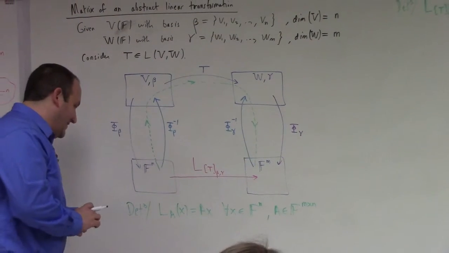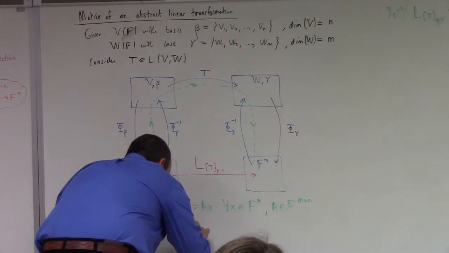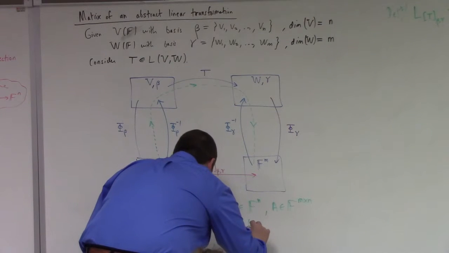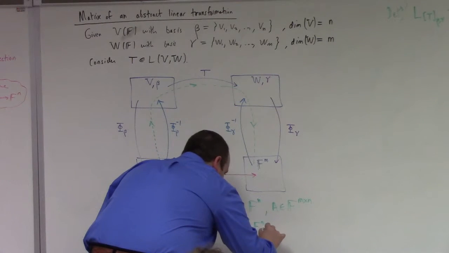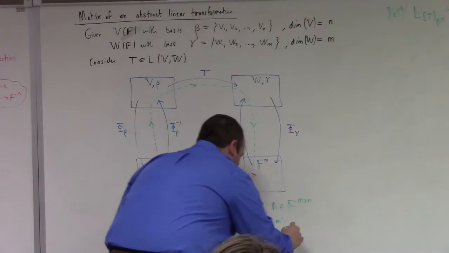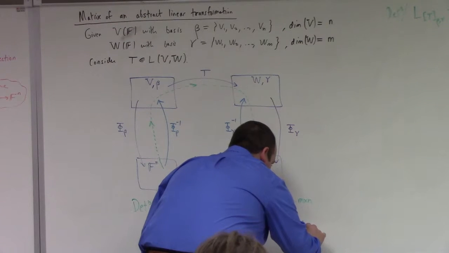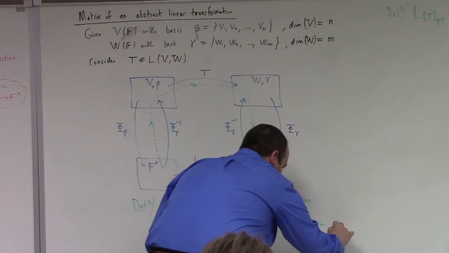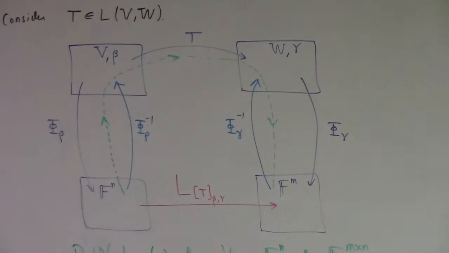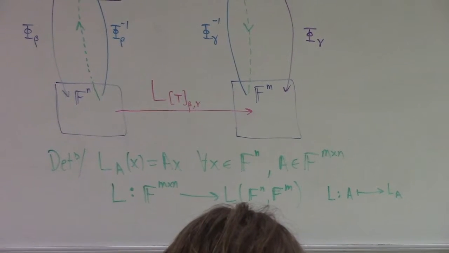Yes, indeed. Now, of course, you could say L itself is a mapping from F m by n to the set of linear transformations from Fn to Fm, right? And this mapping L, it takes what? It takes A and it maps it to L sub A. L trades a matrix for a linear transformation.